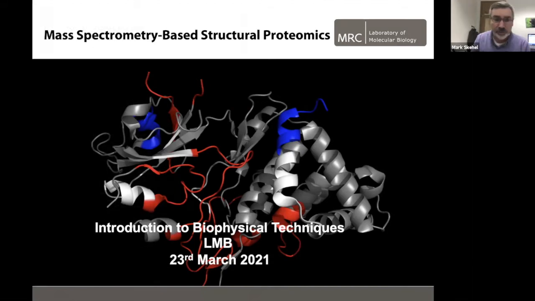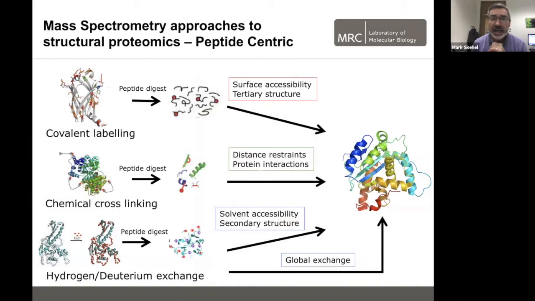So, structural proteomics. We're unashamedly a peptide-centric approach to structural characterization by mass spec. And there's sort of three general approaches you can take for that. Covalent labeling of peptides on surface accessible amino acids.